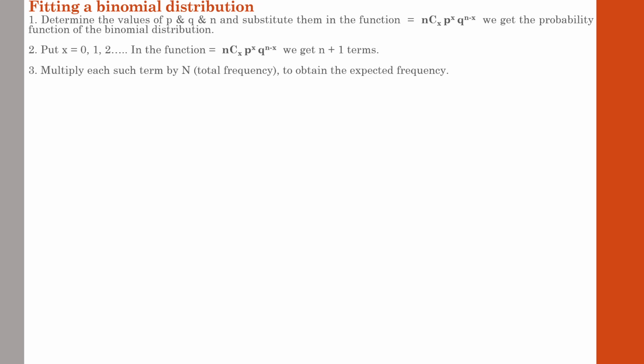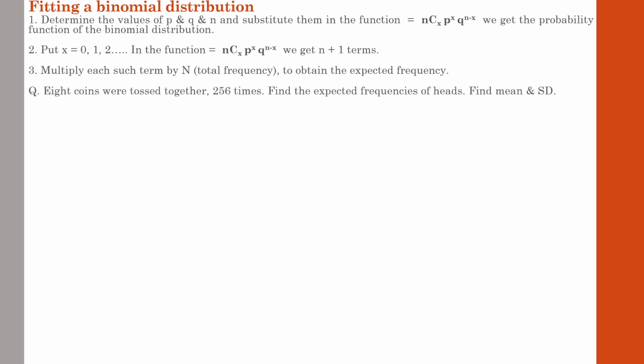That is how you are going to deal with fitting a binomial distribution situation. That is, you will be given X details and the details of the corresponding F, that is, the events and their actual frequencies. On the basis of that, you need to find the expected frequencies. And how are you going to find the expected frequencies? On the basis of binomial distribution. That is what fitting a binomial distribution means.